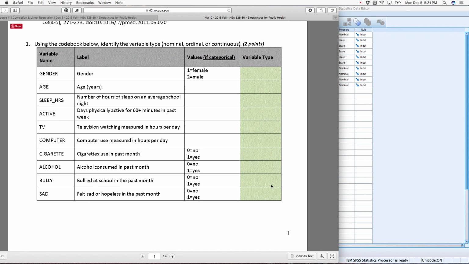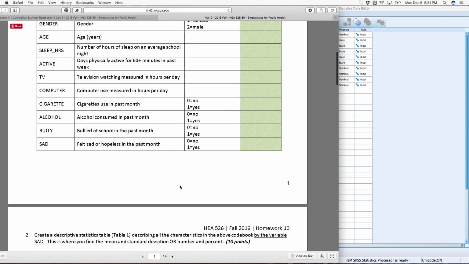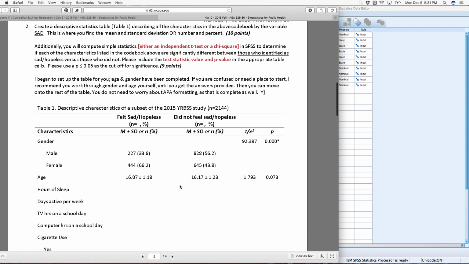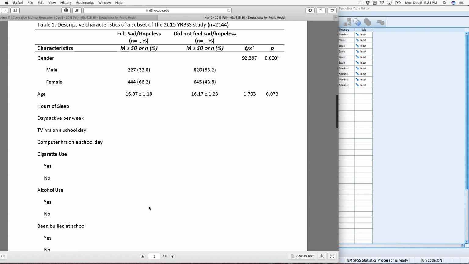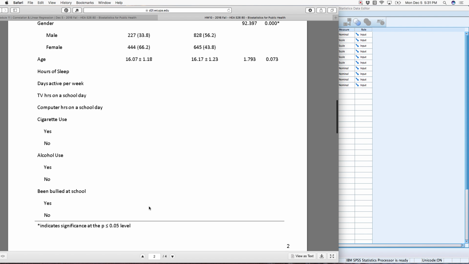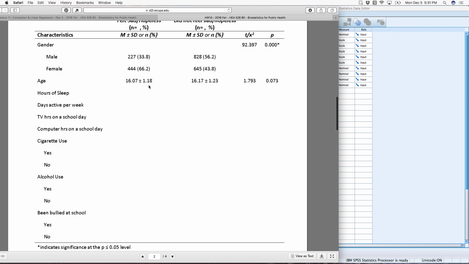I'm not going to do all of this for you, but the first part is just identifying if it's nominal, ordinal, or continuous for each of these variables. And then you have to make a table. I'm not making you recode anything because I know that that's not very exciting, but you do have to make this table one with just the mean or standard deviation or the number and percent. So I started it for you.